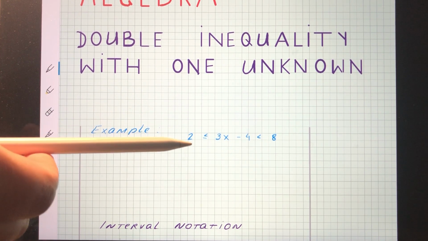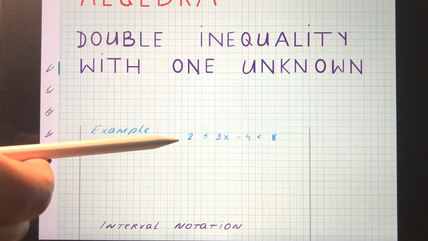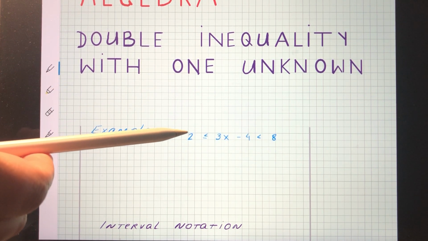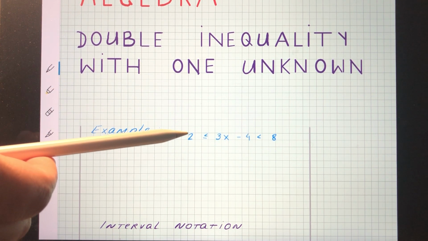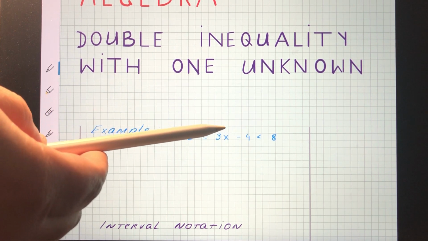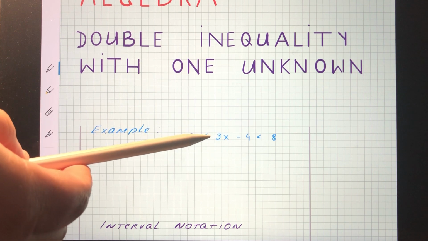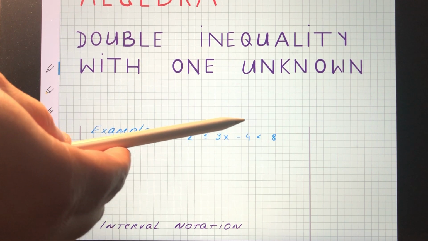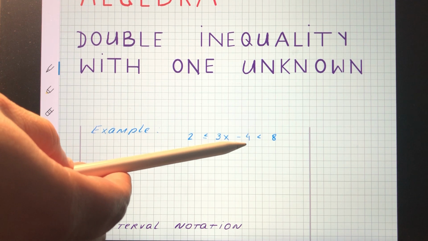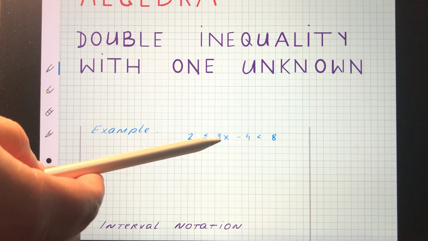Usually we get two sides of the inequality. This time we have three sides: 1, 2, 3. One of the easiest ways to solve a double inequality is to work from the inside out and solve for the x. So we pretend that we have to undo all the operations that are inside with this x, meaning we need to cancel the negative 4 and we need to cancel times by 3.